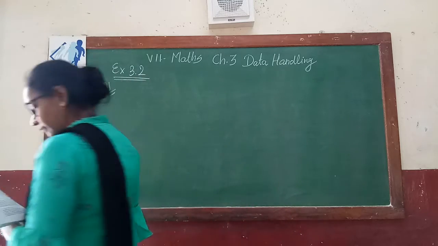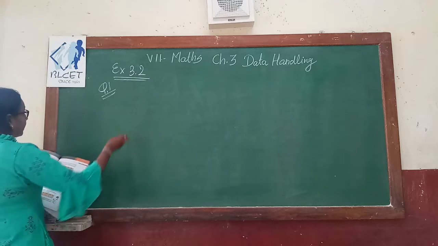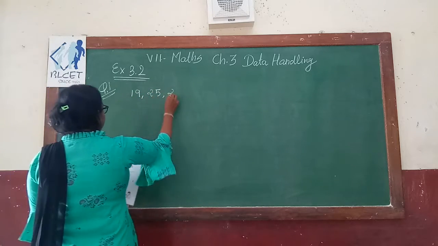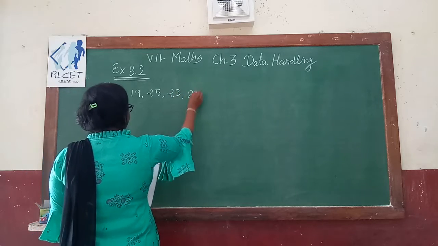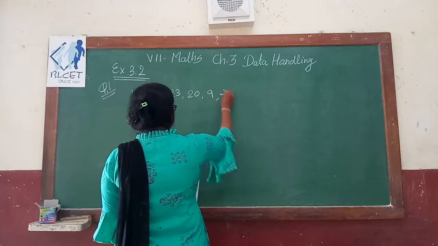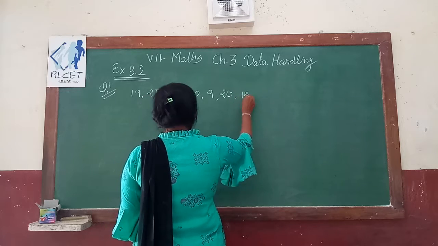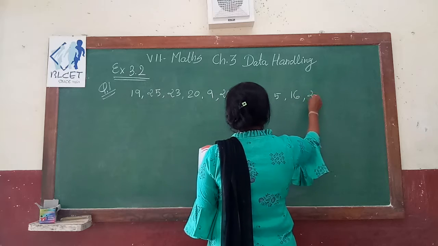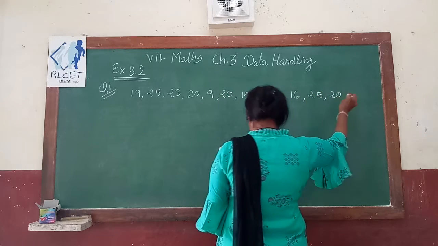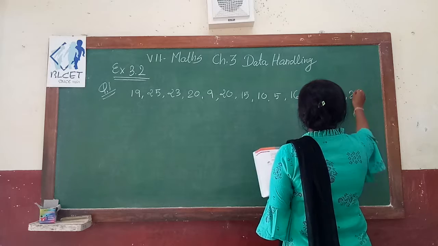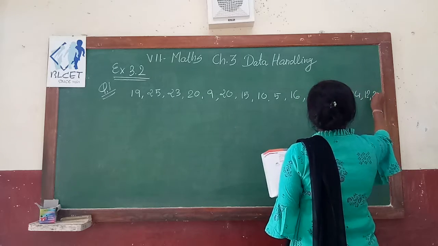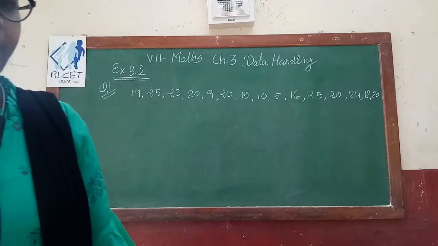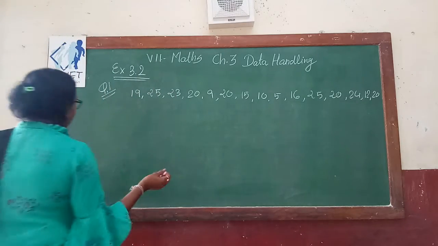So first of all, write the observations: 19, 25, 23, 20, 9, 20, 15, 10, 5, 16, 25, 20, 24, 12 and 20. These are the scores in mathematics of 15 students. Now we want to find the mean.